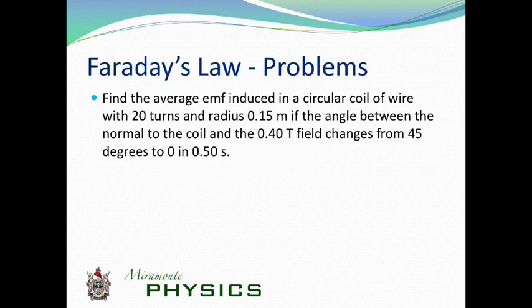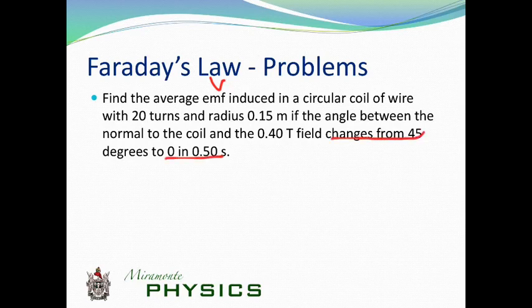So here's a Faraday's law problem, a quantitative problem. Find the average EMF induced. Remember, EMF is the same as voltage. Induced in a circular coil of wire with 20 turns and a radius of 0.15 meters. So radius means it's going to be a circle. So we're going to have a circular coil. If the angle between the normal to the coil and the 0.4 Tesla field changes from 45 degrees to 0 degrees, so that's where the change is happening.